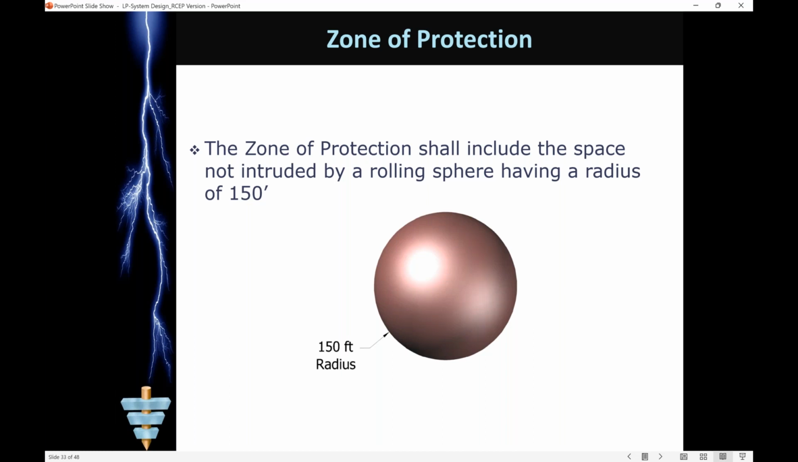Zone of protection. What the zone of protection is, is a 150-foot sphere that we're going to roll up to the strike termination device, and then anything underneath of that or outside of that is covered under the zone of protection. That doesn't make a lot of sense, but I have a couple of slides that'll make sense to you when you see them. So there's the rolling sphere, and there's a calculation to this of what we actually need to protect or bond and what we don't.